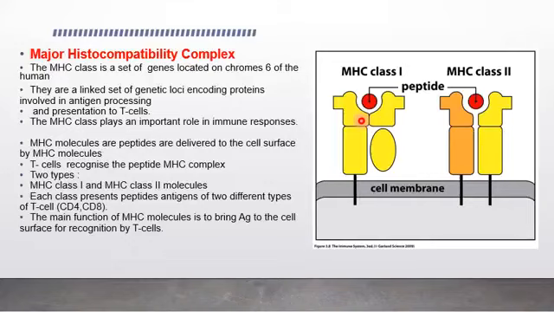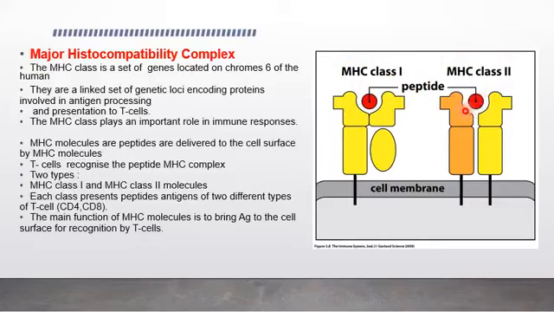So we need more details and more information to understand the important points about the major histocompatibility complex. The important thing we want to know is that MHC is a peptide-MHC complex, and it has two types of molecules: MHC class 1 and MHC class 2.